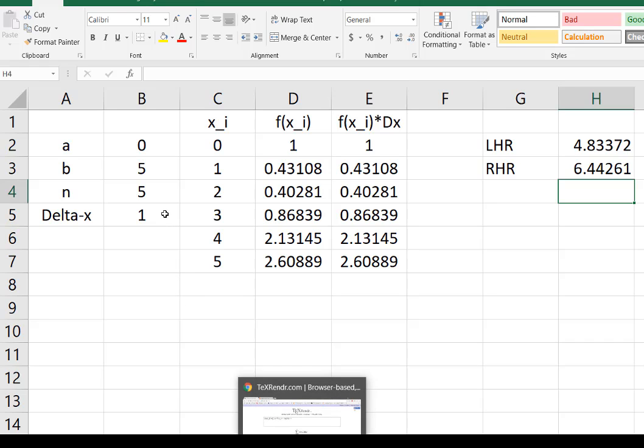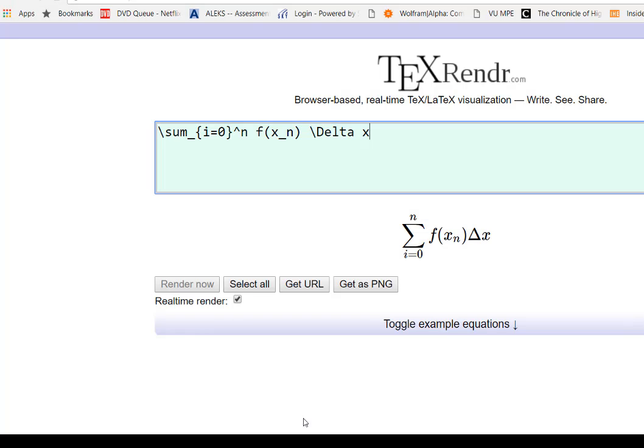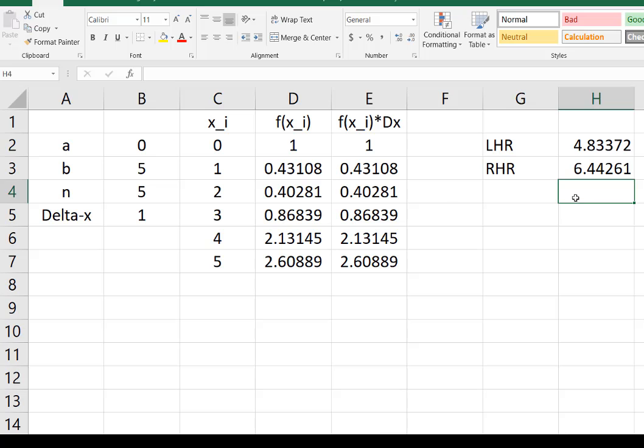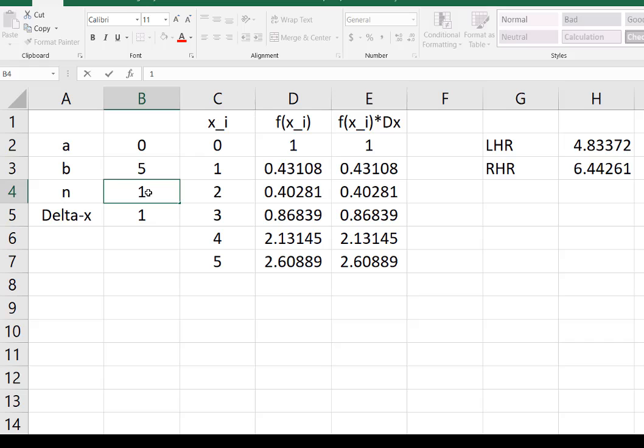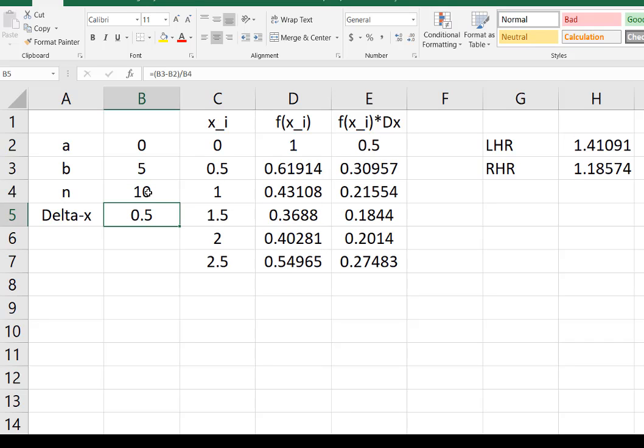Now, we might decide, you know what, 5 partitions, that's no good. That's not going to be nearly enough to get a decent estimate for this integral. So what if I wanted to change the number of partitions to 10? Well, I don't have to reconstruct everything. All I have to do is go back here and change n from 5 to 10. Notice a whole lot of stuff has changed automatically.